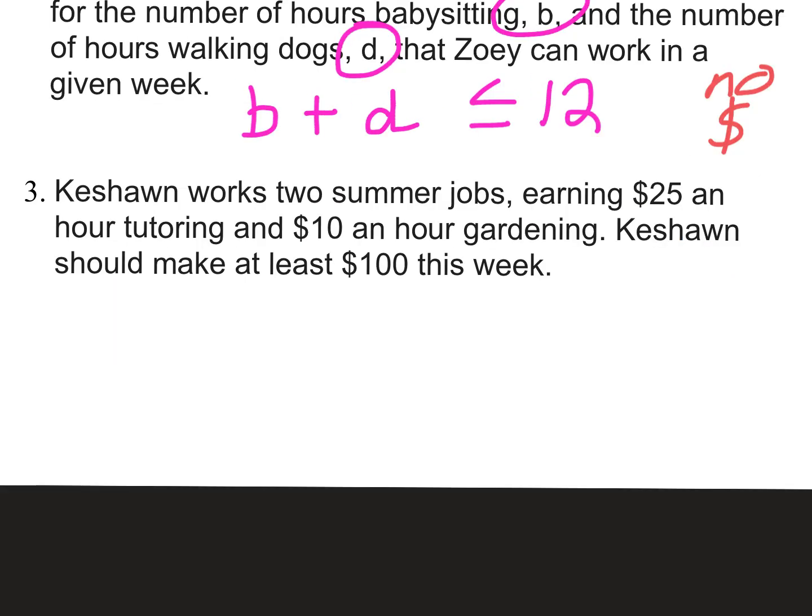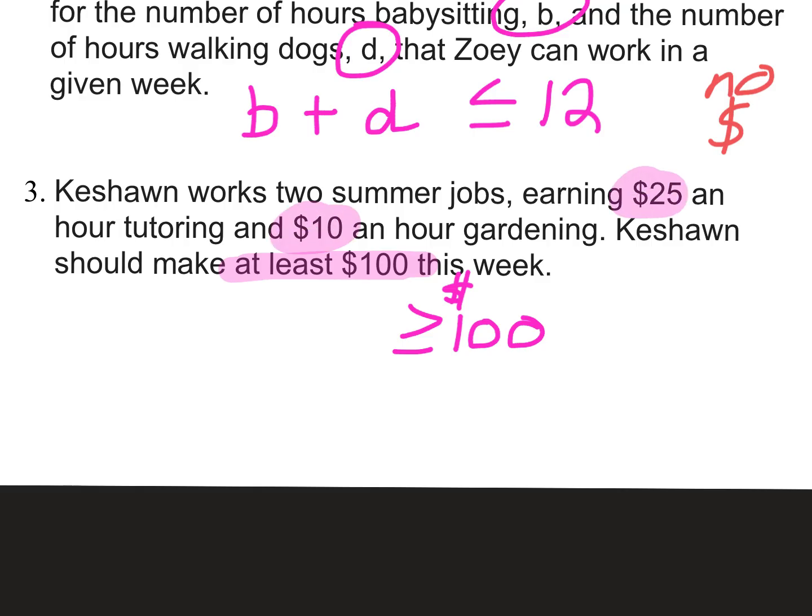Finally, please try number 3, and again, check yourself when you're ready. So first I'm going to start with my constraint. Keyshawn is working 2 jobs and must earn at least $100 this week. We know from our inequality keyword chart, at least means greater than or equal. And because that $100 involves money, this time I am going to include the money.